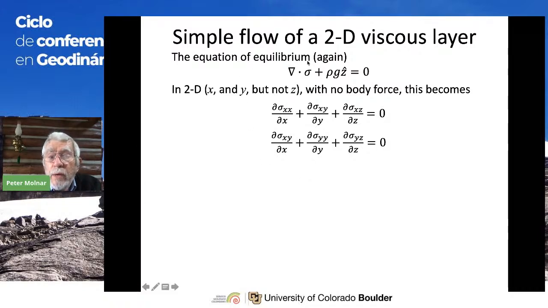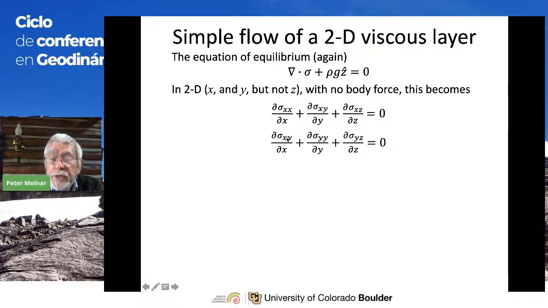So we start with the equation of equilibrium. Gradient in the stress tensor plus the body force is 0. We're only in 2D, we're not in the y direction. So this is a vector equation, but there are only two components. The body force is perpendicular to the x and y direction. So the gradient in the horizontal compressive stress in the x direction plus the y derivative of the shear stress perpendicular plus the z direction of the xz component, this sums to 0. That's one of these three equations.